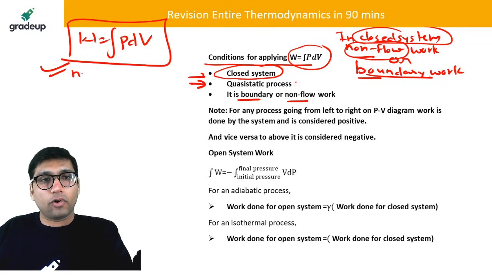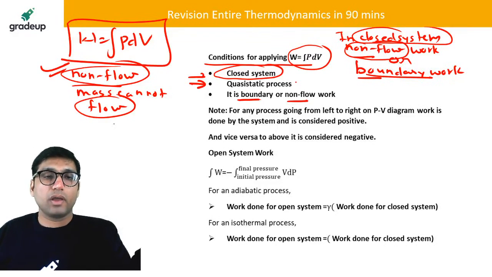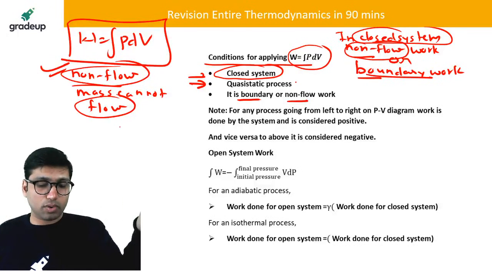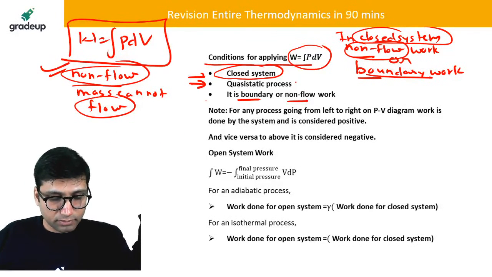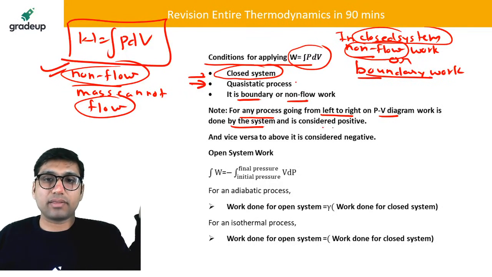Why is it called non-flow? Non-flow means the mass cannot flow in and out. Mass cannot flow, and that happens in the case of a closed system. Non-flow process takes place in the closed system. Okay. For any process going from left to right on the PV diagram, work is done by the system and considered positive.